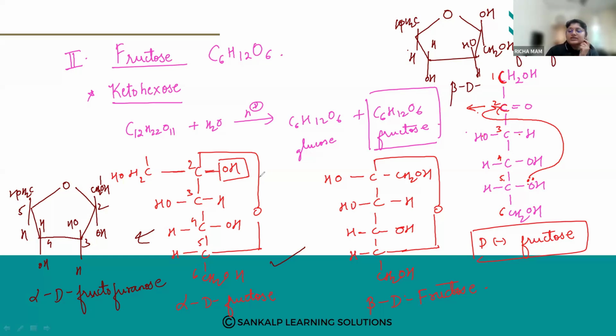So remember that cyclic structure, that is the hemiacetal structure, and the Haworth structure. Both of these are very, very important. Is it clear up to here? So this completes our monosaccharides. We have seen two important monosaccharides, glucose and fructose. Now we are going to see about disaccharides.